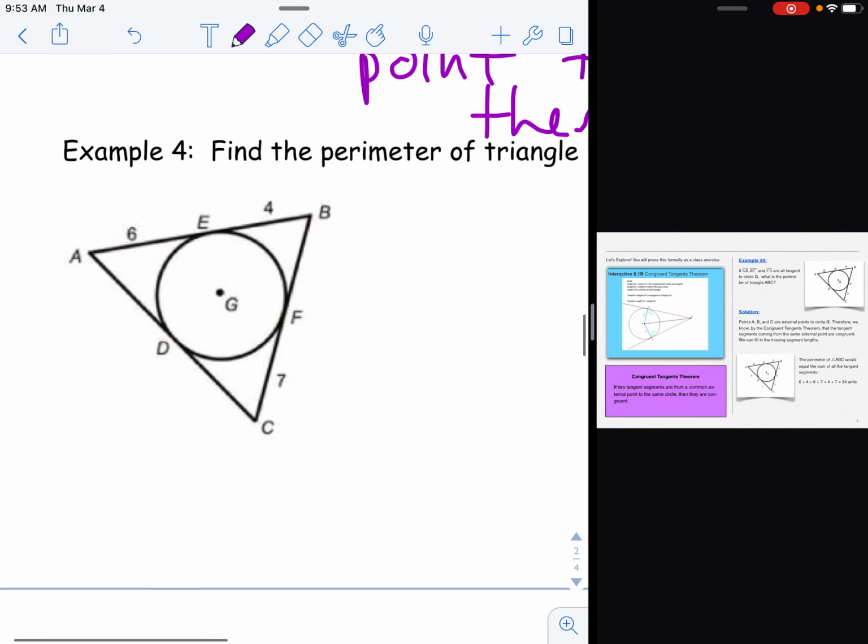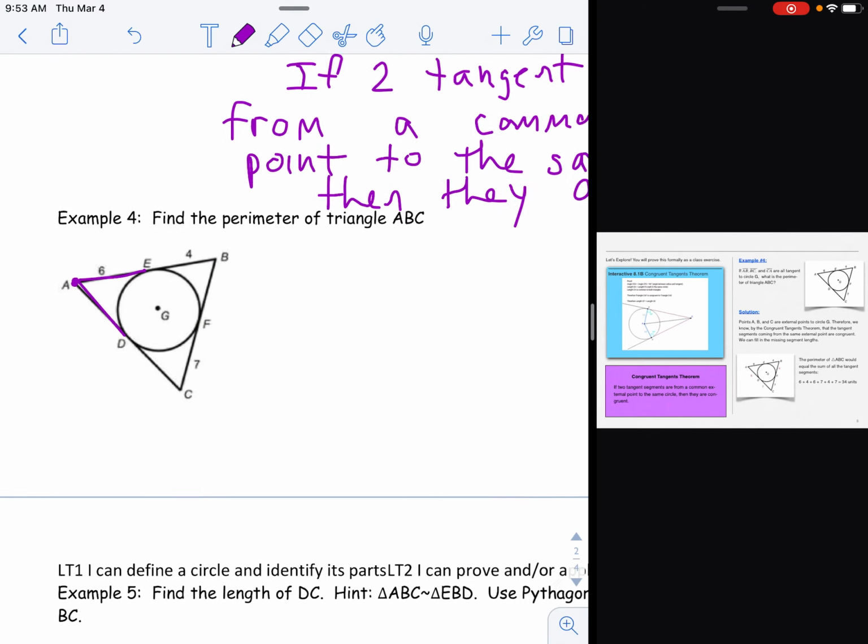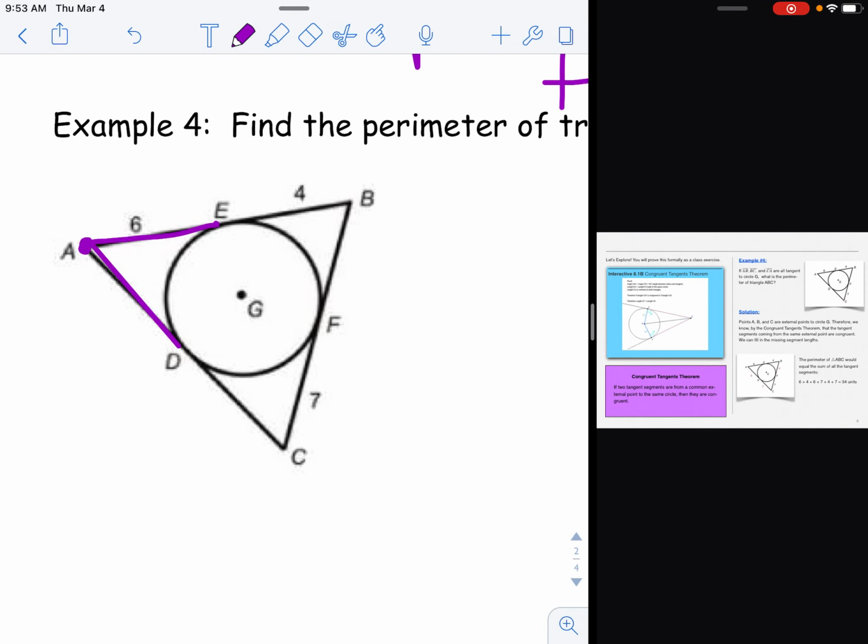All right, so now we're going to find the perimeter of triangle ABC. So realize we're just using the theorem we just used. These are all tangents coming from the same point. So 6 from B to there, that's 4. So this is also 4. And then last and certainly least, if that's 7, then over there is 7 as well.